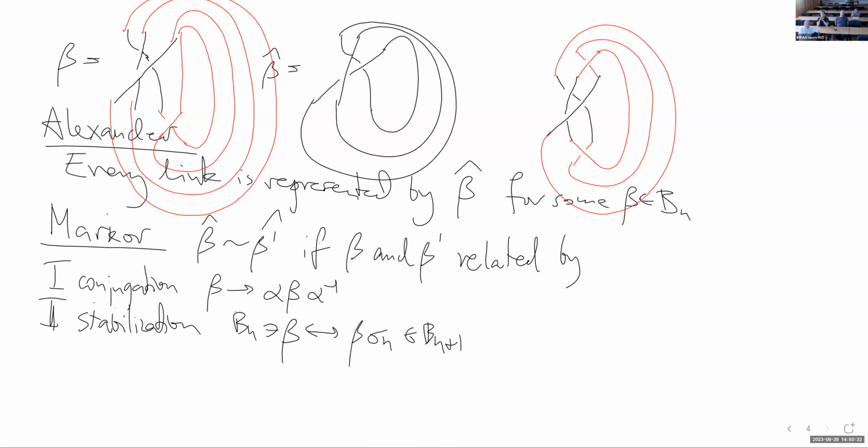Often more than once. Is this Markov's theorem if and only if, or just a one-way implication? If and only if. One side is obvious because clearly these moves don't change the type of a link. The other is less obvious.